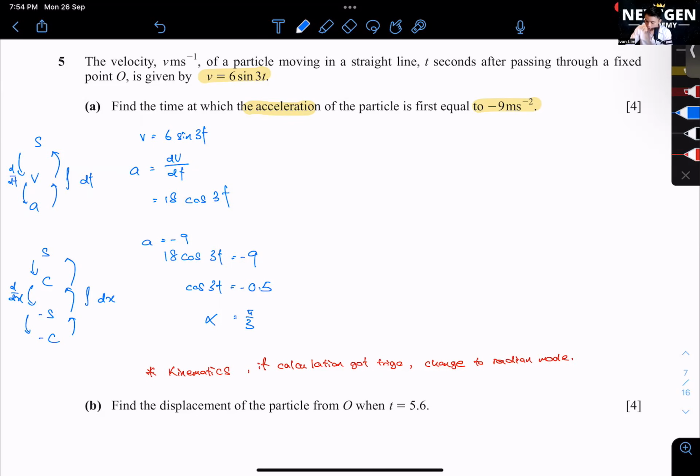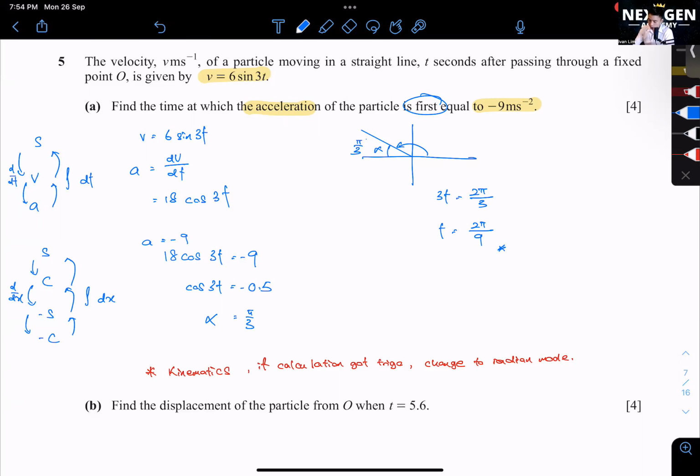Then they say the time which the acceleration of the particle first. So first, because it's the second quadrant, this will be your alpha, which is pi over 3. That's why your 3t will equal 2 pi over 3. Therefore t equals 2 pi over 9. However you calculate in terms of degree, 100% will be wrong, because you're not measuring time in terms of degree.